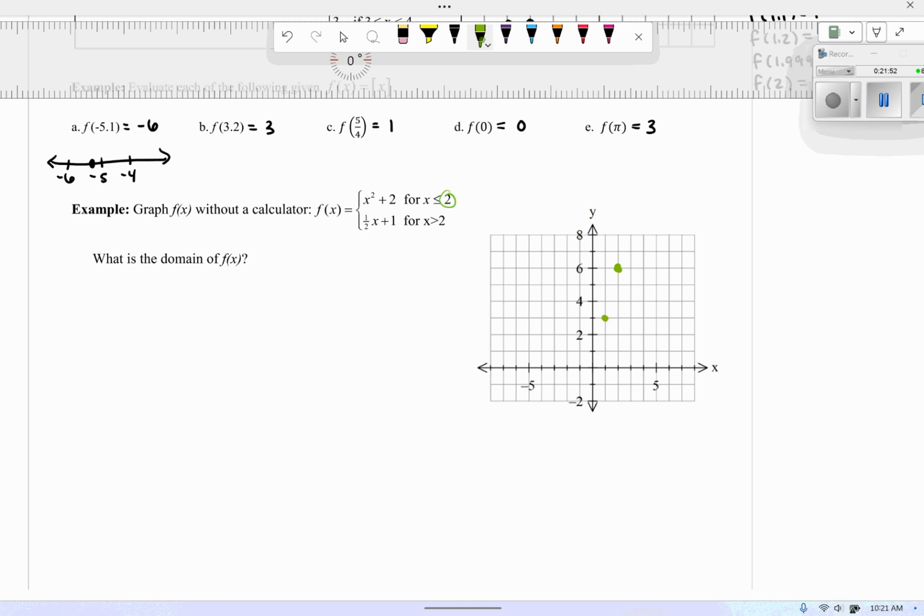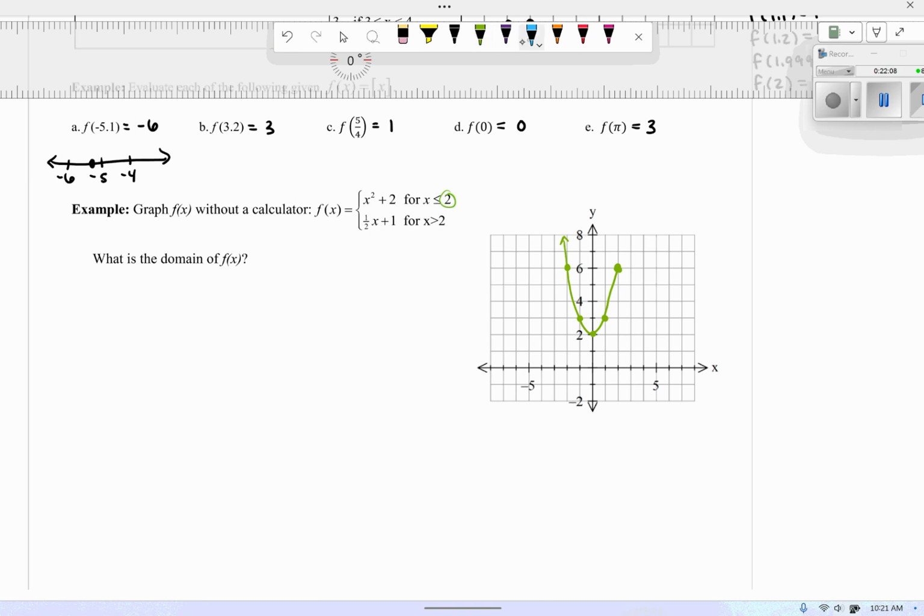0 squared plus 2 would give us 2. Negative 1 squared is 1 plus 2 is 3. And then this would be 6 again. And again, that is quadratic, so it makes that U shape or parabola.